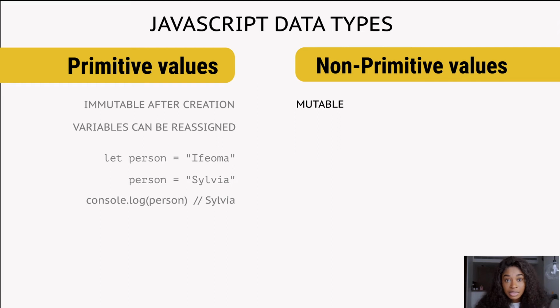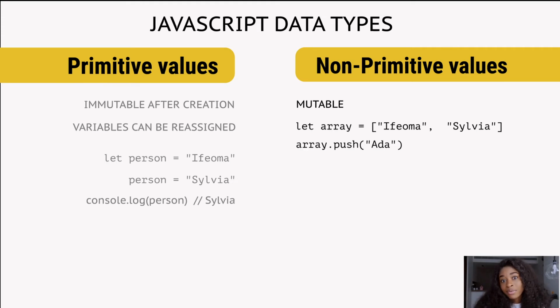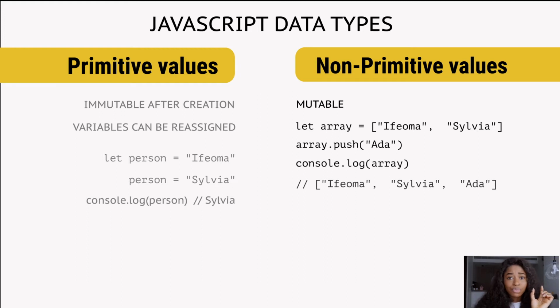Non-primitives, on the other hand, can be changed. In the beginning I said non-primitives are mutable, meaning after creation they can be directly altered. For example, if I assign an array to a variable and I update the array and then log to see what my array now holds, I will get the original value that was there, and the updated value.